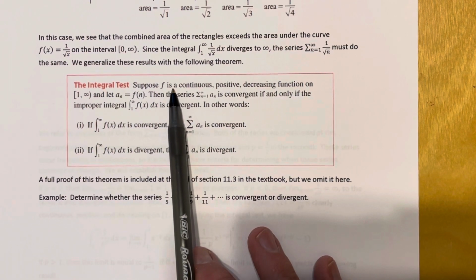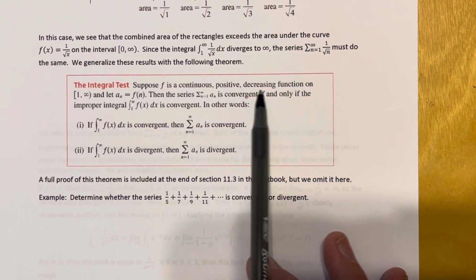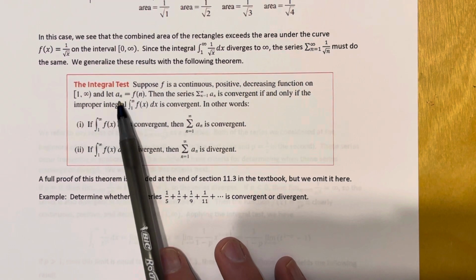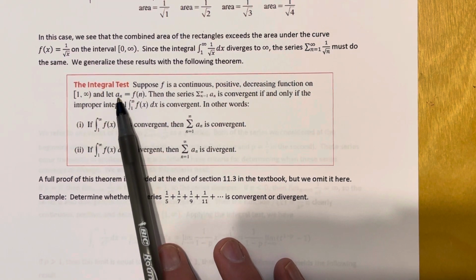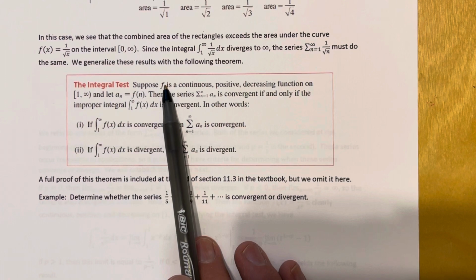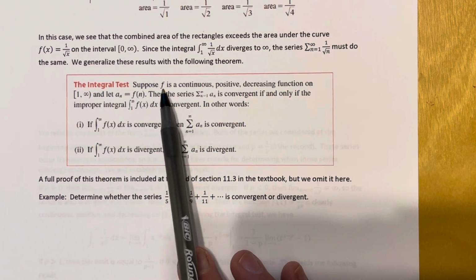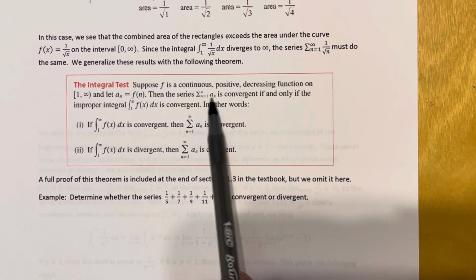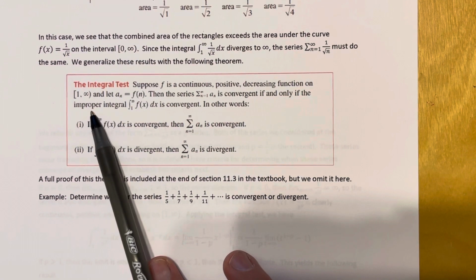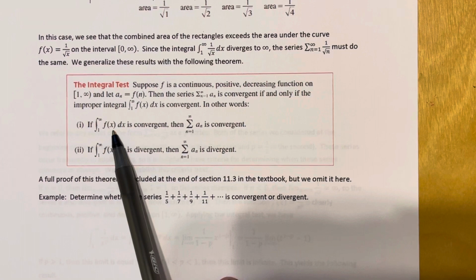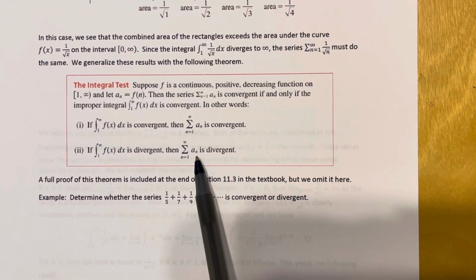So to generalize the idea that we're using here, we have this thing called the integral test. Suppose that f is a continuous, positive, decreasing function on the interval 1 to infinity, and let a sub n equal f of n. So this is saying that this is going to end up being the terms of our series, and the terms of our series will agree with this function for all positive integer values that we can plug into it. Then the series is convergent if and only if the improper integral is convergent. So in other words, if this integral is convergent, then so is the series.